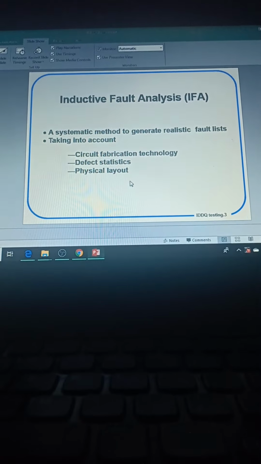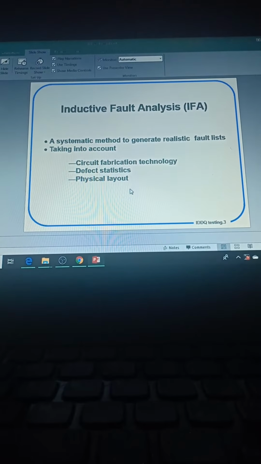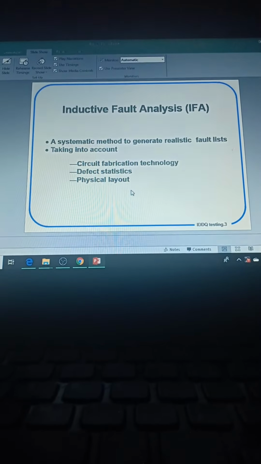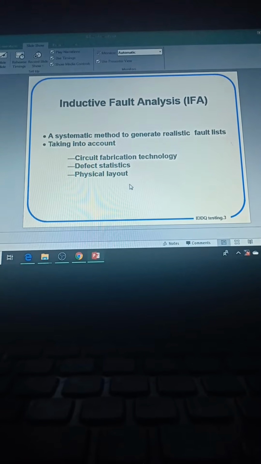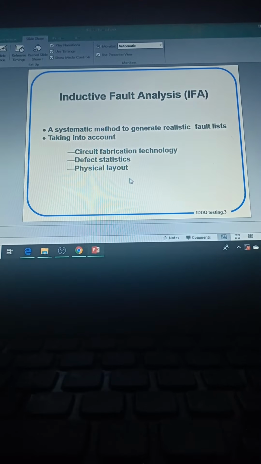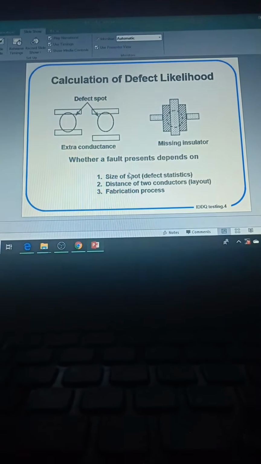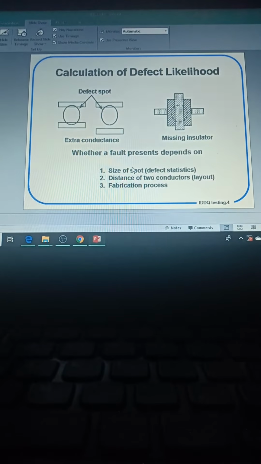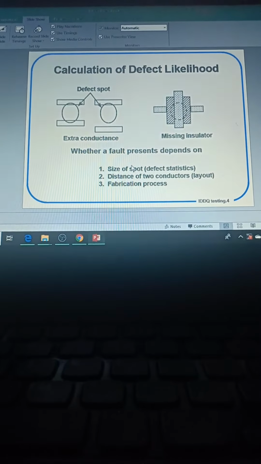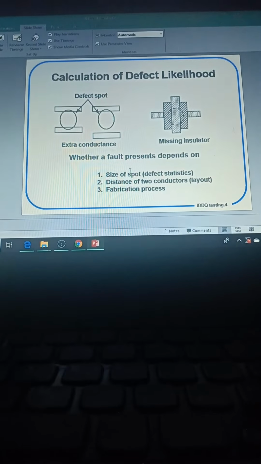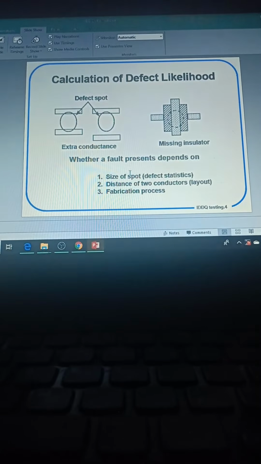Next, what is inductive fault analysis? Inductive fault analysis generates a realistic fault list. To generate the fault analysis, it considers circuit fabrication technology, defect statistics and physical layout. Here we can see the diagram where the defect spot is shown, and the defect is identified based on the distance between two conductors as well as the fabrication process and the size of the spot.